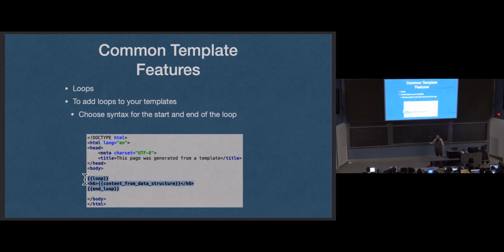We'll have some markers to indicate the start and end of a loop. So I'm going to say my loop starts here and ends here. Everything inside of the loop is going to be rendered for each element of some data structure, and that data structure is going to have these values for any placeholders inside of this loop. So in Python, I might have a list with a bunch of values. I'm going to loop through this HTML and render this HTML, which is just an H6 element, for each element of the data structure.